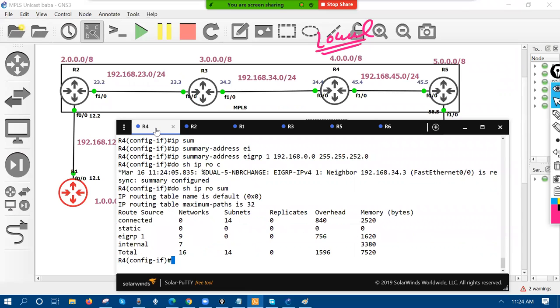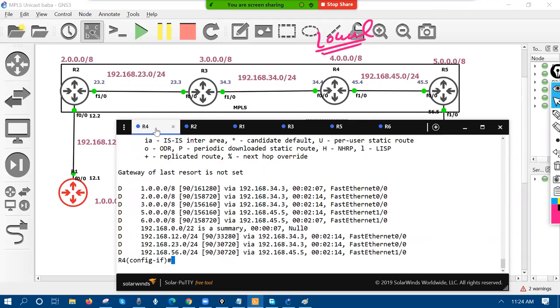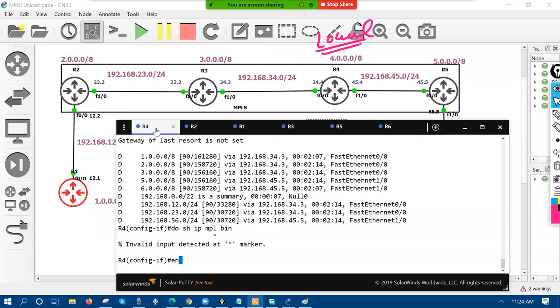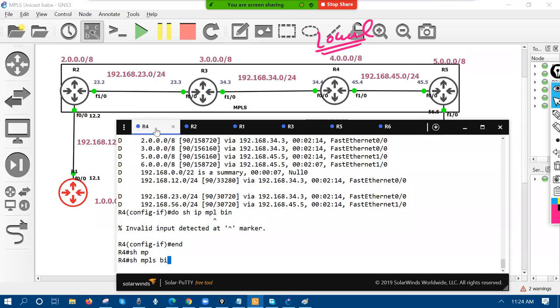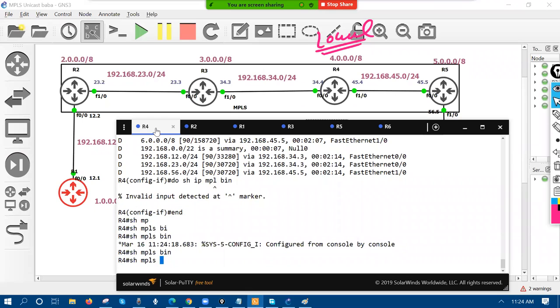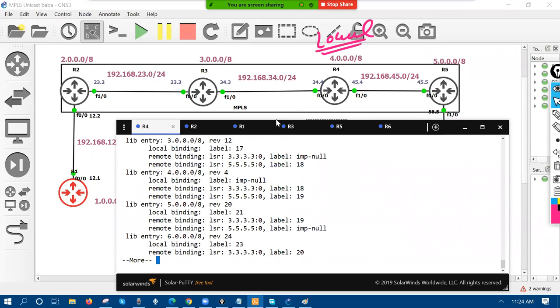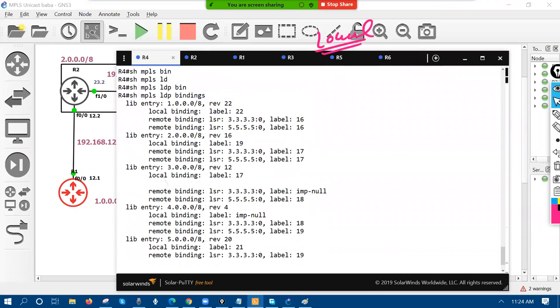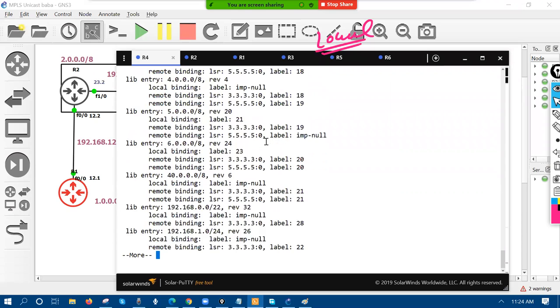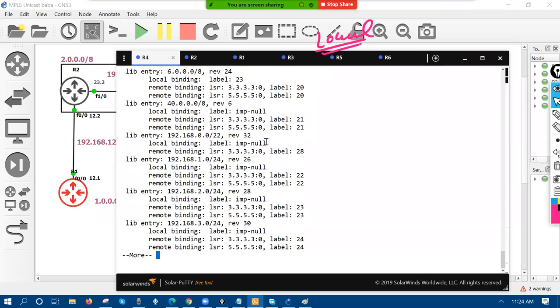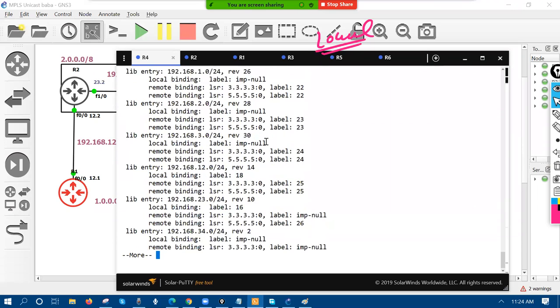Do ip route summary, sorry, do show ip route eigrp. Yes, do show mpls ldp binding table. This is the LIB table. All the information will be present there.